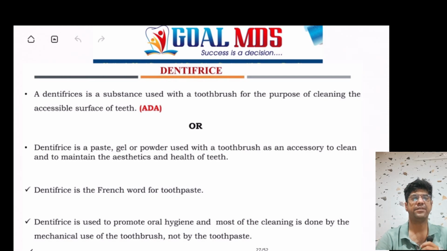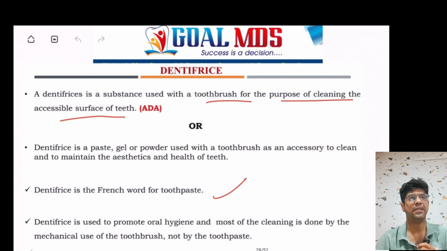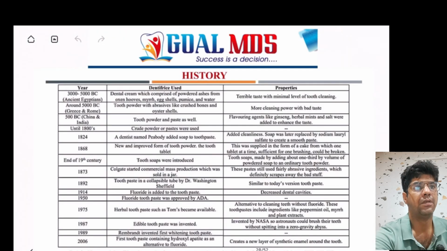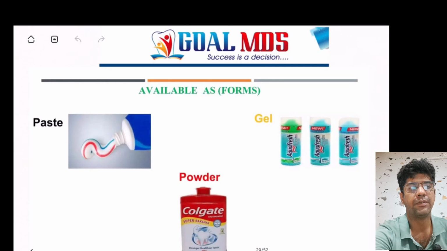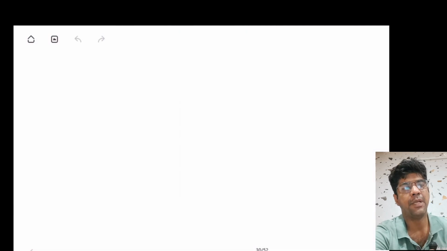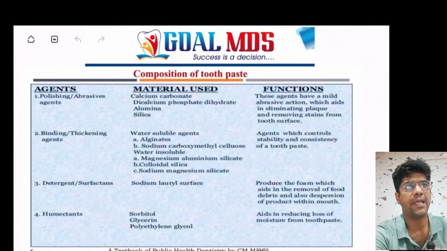Other are the dentifrices. A dentifrice is a substance that is used with the toothbrush for the purpose of cleaning the accessible surface of the teeth. It can be available in powder form, gel, or paste form. Now, what is the composition of toothpaste?